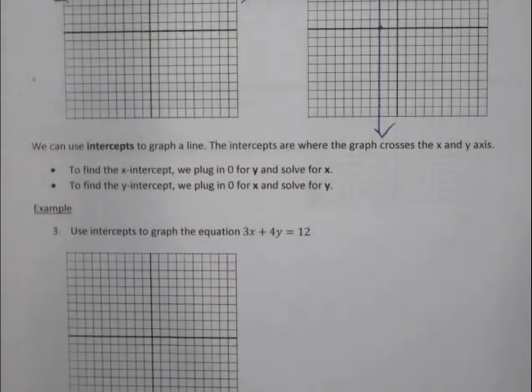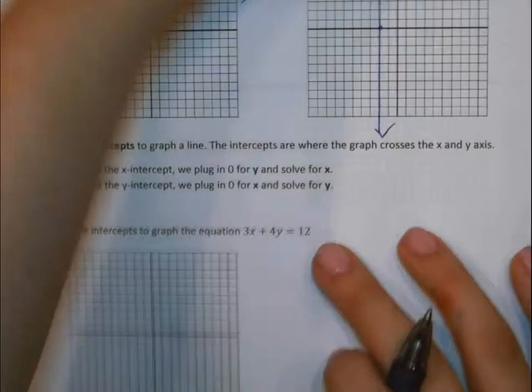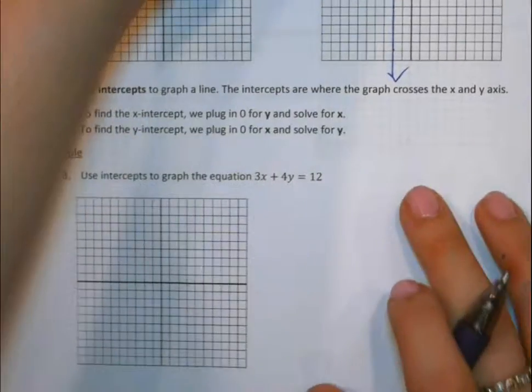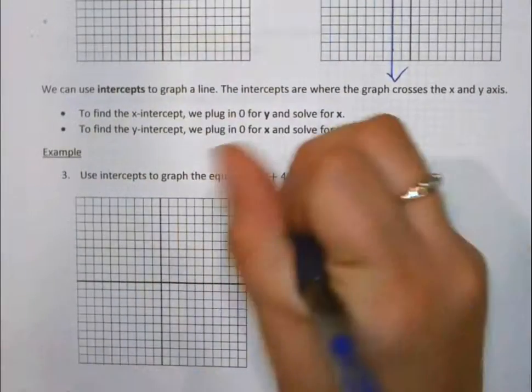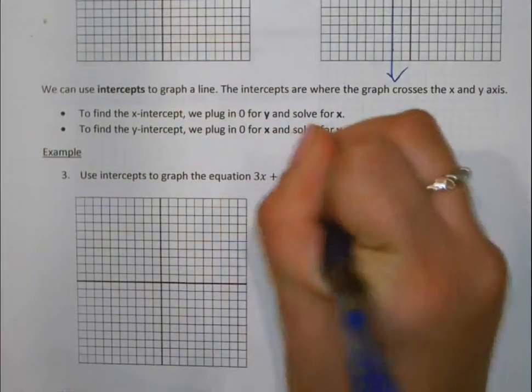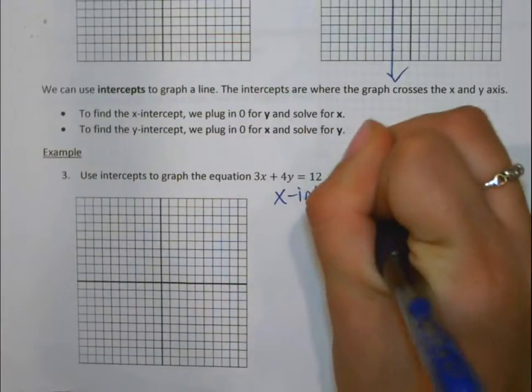Moving on, I can use intercepts to graph a line. So something like number 3, I have both an x and a y. So what I want to do here is I'm going to solve for my x-intercept, and to do that I plug in 0 for y.